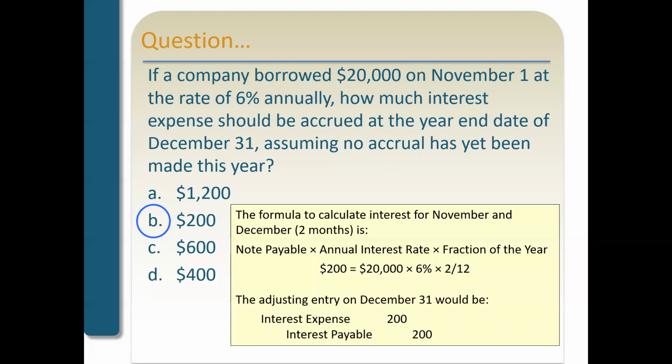So basically, 20,000 times 6% is 1,200. Divide that by 12 months is 100 a month. And since we're needing to accrue for 2 months, that would be $200.